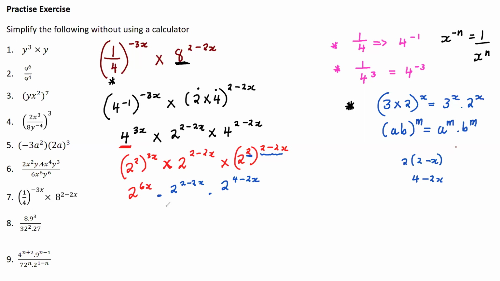The bases are all the same, and there's multiplication, and the law says if the bases are the same and there's multiplication, the powers must add. In other words, as I'm ending up my question, it is 2 to the power 6x plus 2 minus 2x plus 4 minus 2x. That's what I have at the end of the day. So the powers will add because the bases are the same and there is multiplication.